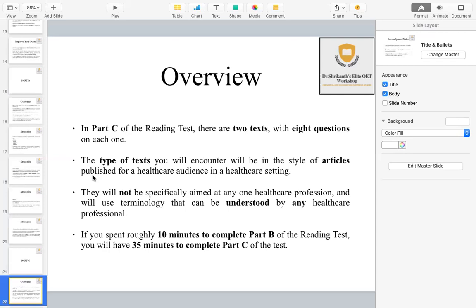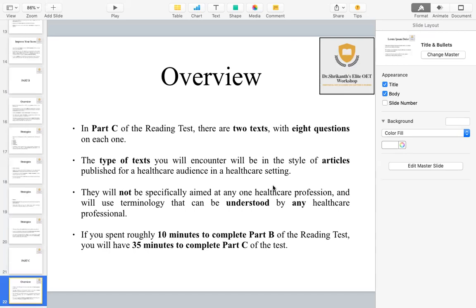You have to give about 35 minutes. You allocated 10 minutes for part B, so in the remaining 45 minutes, you have about 35 minutes remaining, and then you can approach part C here. The type of text you will encounter will be in the style of articles published for a healthcare audience in a healthcare setting. The reading text comes from certain healthcare articles that have been specifically designed for healthcare audiences in a healthcare setting.